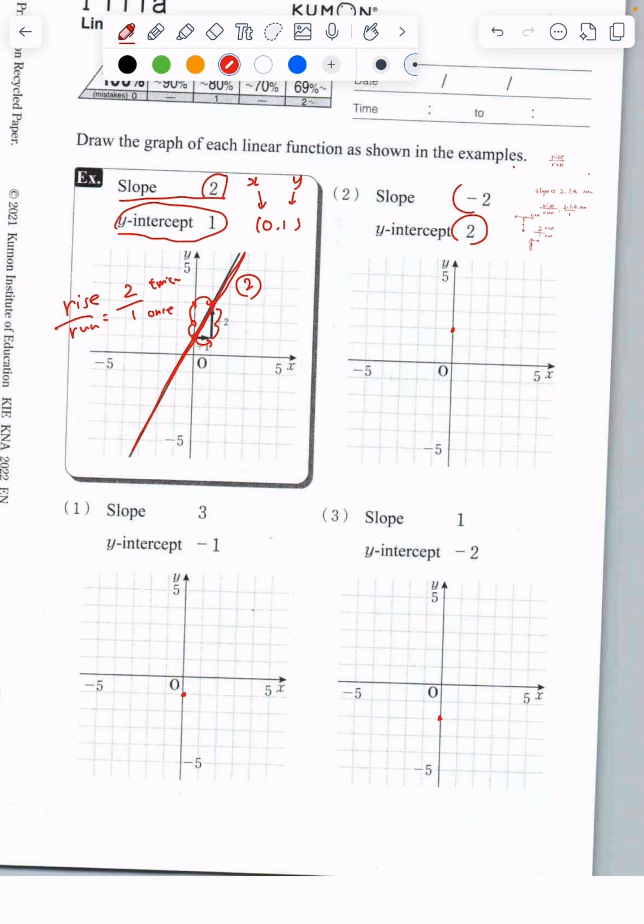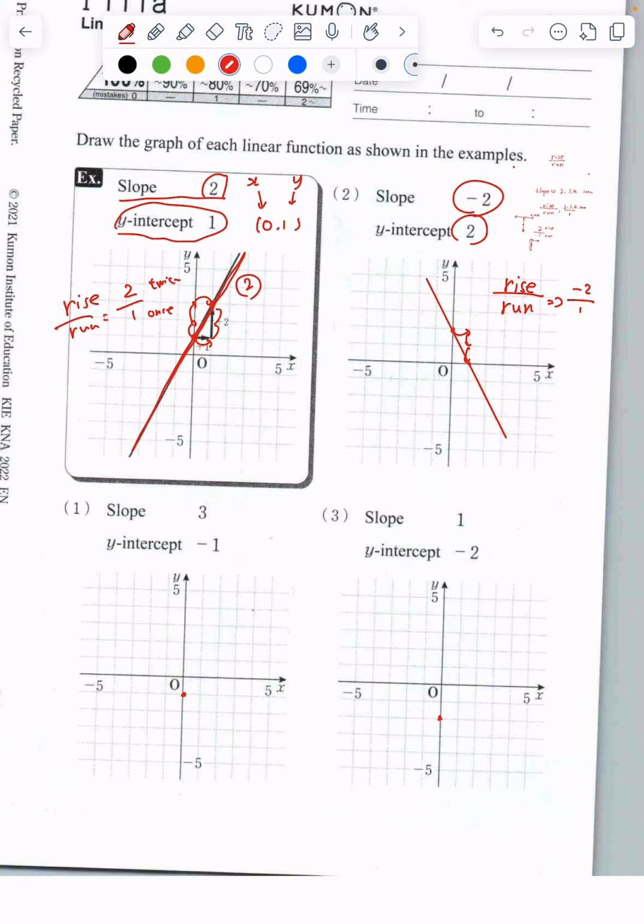If my slope is -2, which means my rise over run should be -2 over 1, then I am going right. This dot will go right 1 time. And then -2 means that instead of going up twice, I'm actually going down twice. So 1, 2. I will end up having my point over here. And if I just connect these two dots together, as you can see, this will become my line, my linear equation.